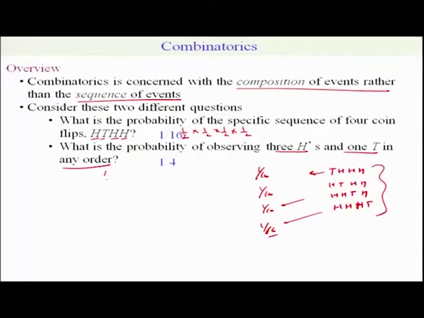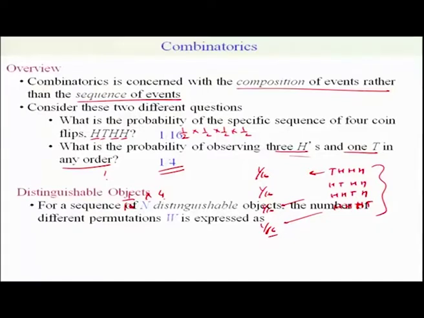So, 1 by 16 multiplied by 4 is going to give you the answer 1 by 4. We will discuss how you can solve this particular one using permutation or the binomial distribution.